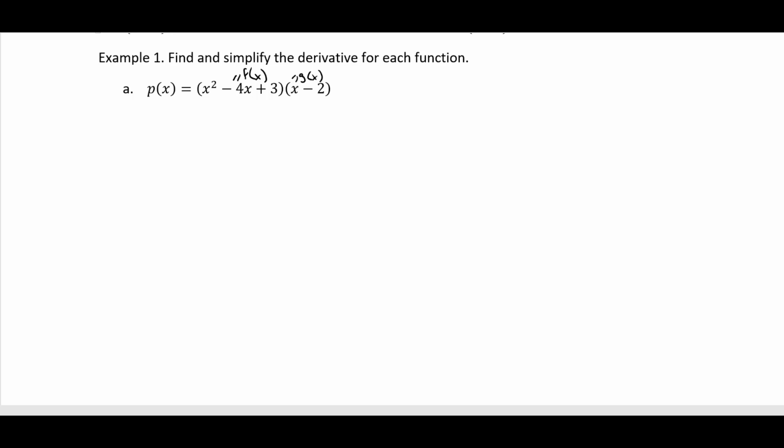Then I need to find, first, f prime of x and g prime of x to be able to actually find the derivative of p of x. So in this case, f of x, I said, was x squared minus 4x plus 3. So f prime of x then is going to be 2x minus 4. G of x was x minus 2, so g prime of x then is 1.